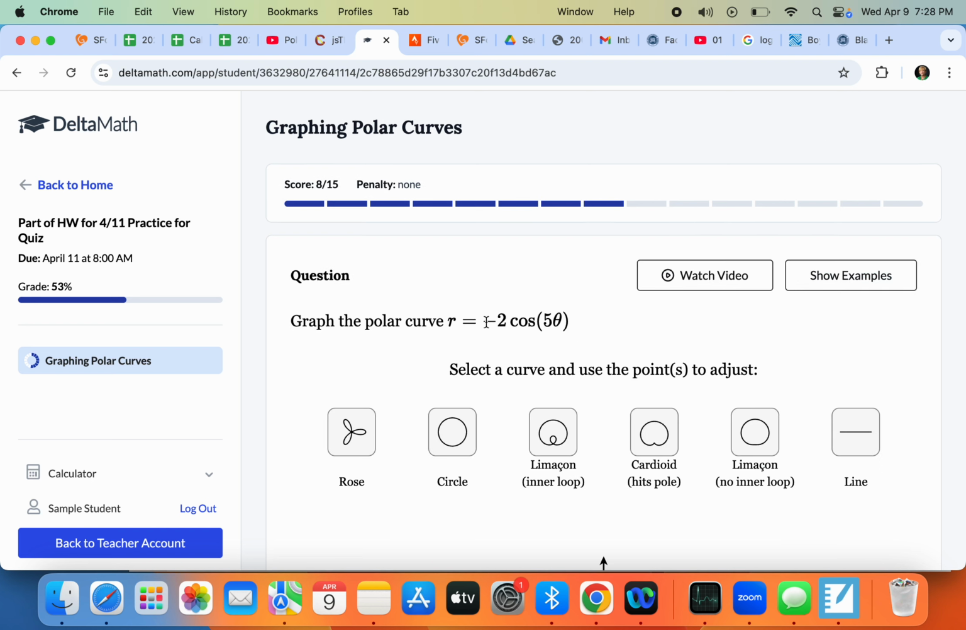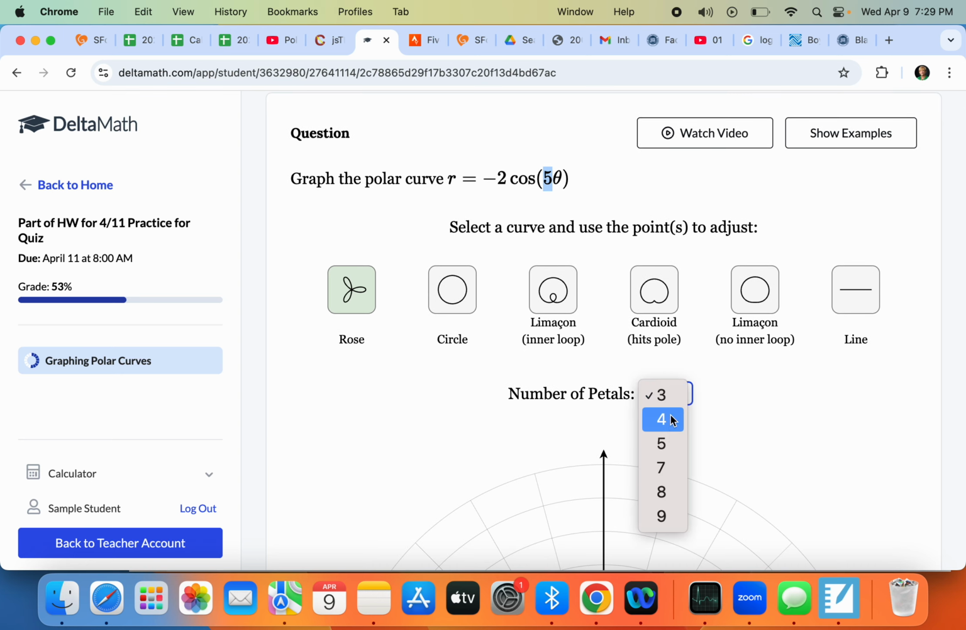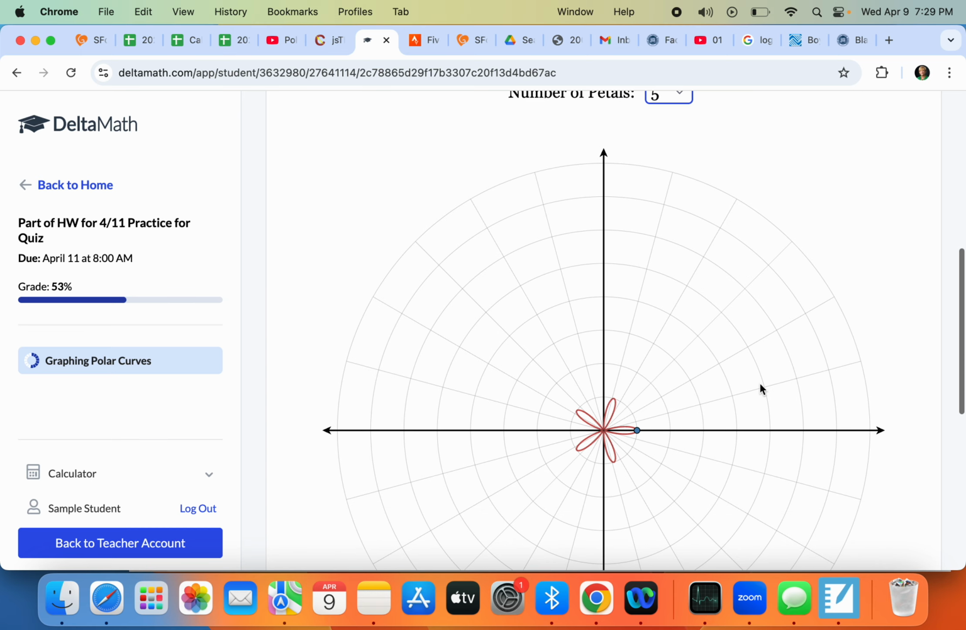All right, notice this one doesn't have any plus or minus in it, and it's got this extra. If that 5 wasn't there, this would just be a circle, a negative circle on the x-axis. But with this 5 in there, I'm going to have one of these roses that looks like a daisy. When it's odd, you have 5 petals. If it's even, you have twice the petals. So now we have to decide how big the petals are and where they're twisted.